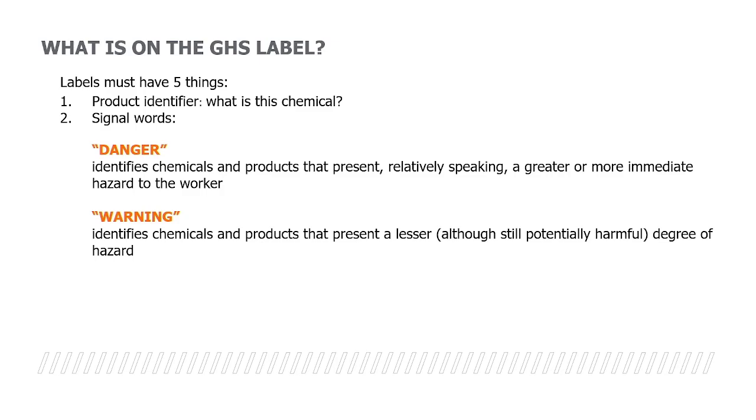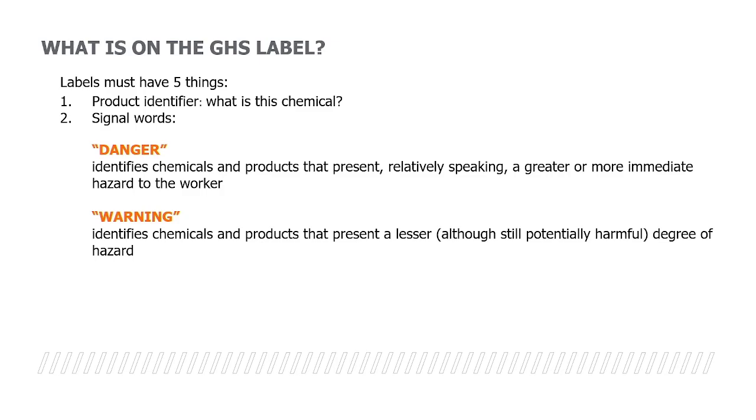Let's talk about labeling. Labels have 5 important things within the new GHS, or the Global Harmonization Labeling System. Number 1, we need to know what the name of that particular product is. We need to know the chemical name, the common name. That's one of the things you're going to find on the product identifier. The second part of that particular label is going to have 2 words. It's either going to be a danger or a warning.